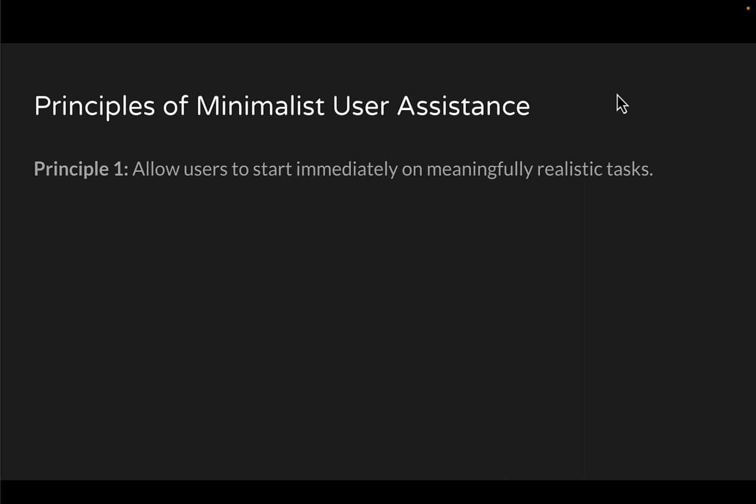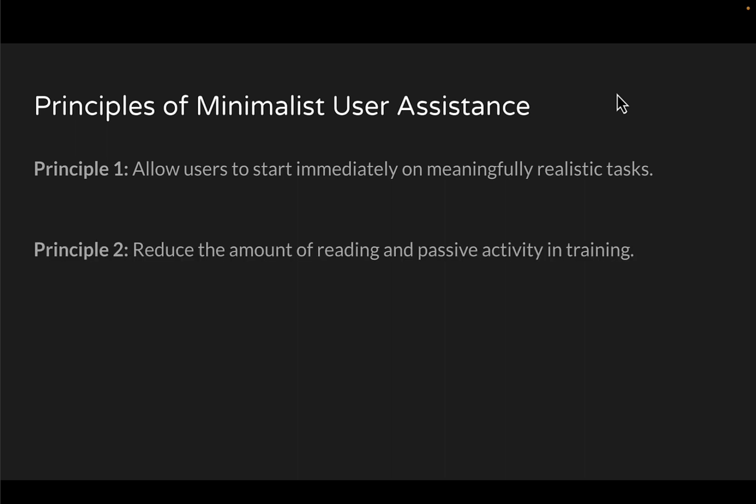So when we talk about wanting to embrace principles of minimalist user assistance, we basically want to only provide users with content or information that will get them started on a task. So we don't want to explain to them some conceptual information necessarily, but we do want to focus on meaningful tasks. The second principle is that minimalist user assistance will reduce the amount of reading and passive activity in training.